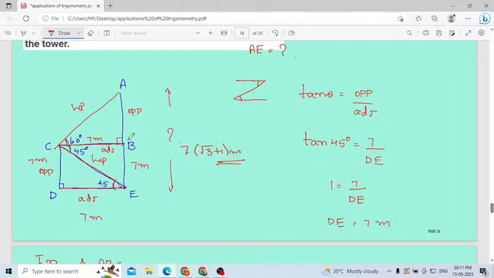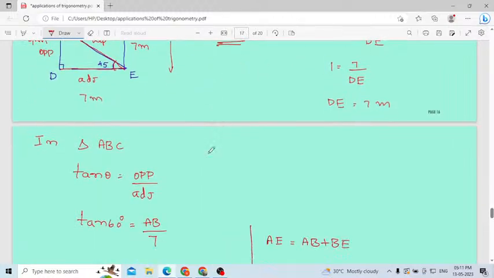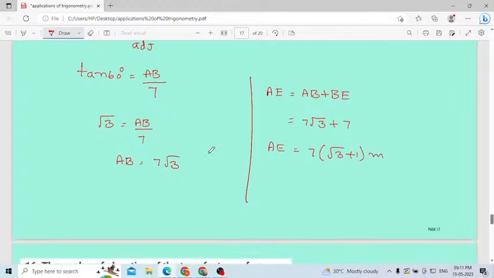Because the height of the tower AE is equal to AB plus BE. This is 7 meter, this is 7 root 3. Calculate both, you will get 7 as common, root 3 plus 1 meter. Easy question, very easy question. Understood?